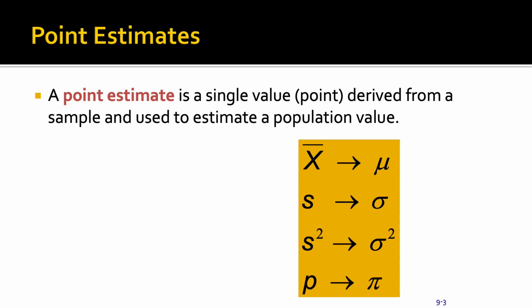parameter. Point estimates. This is the single value or point derived from a sample and used to estimate the population value. So x bar, or the sample mean, is used to estimate the population mean, mu. S, the sample standard deviation, is used to estimate the population standard deviation, sigma. S squared, the sample variance, is used to estimate the population variance. And P, right, you could see this letter P used to estimate the population proportion pi.